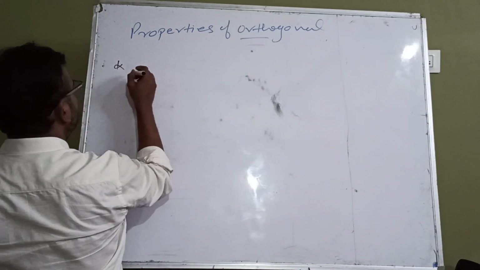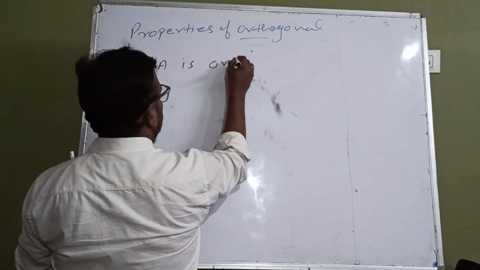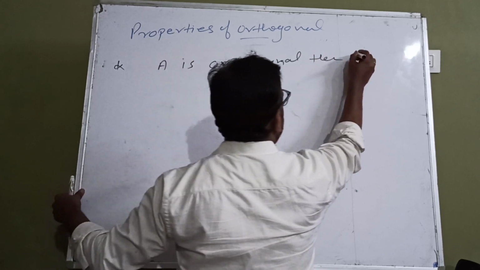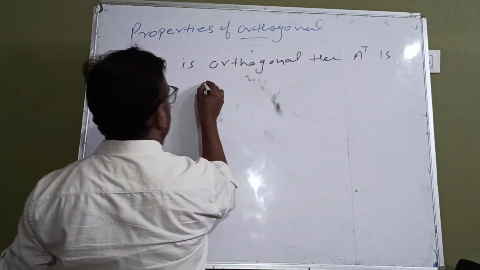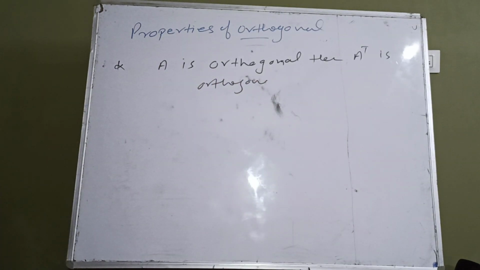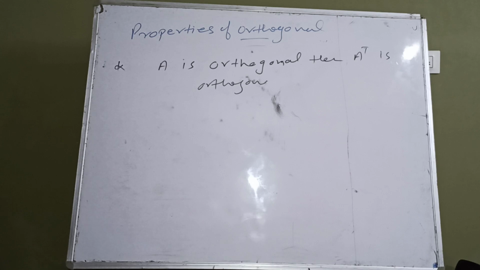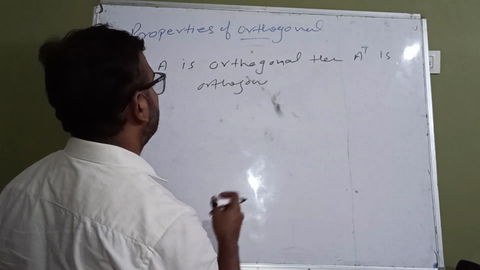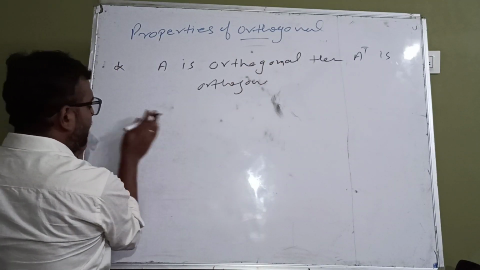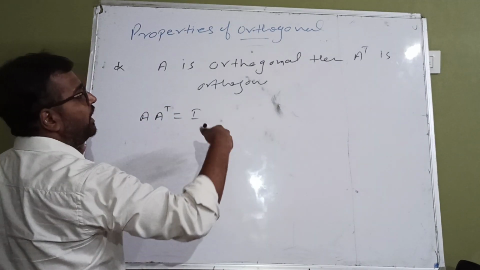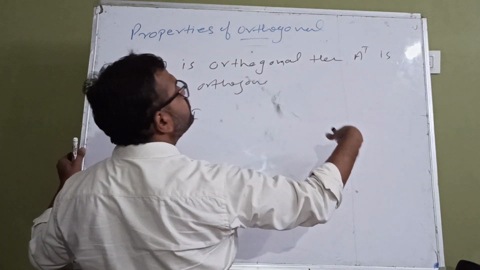Next one. If A is orthogonal, then A transpose is orthogonal. If A is orthogonal, then A transpose is also orthogonal. What is the meaning here? A is orthogonal, then A into A transpose equals I. Now what we have to prove? A transpose is also orthogonal.